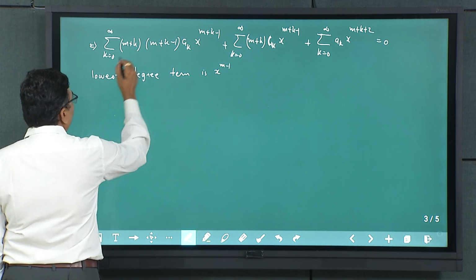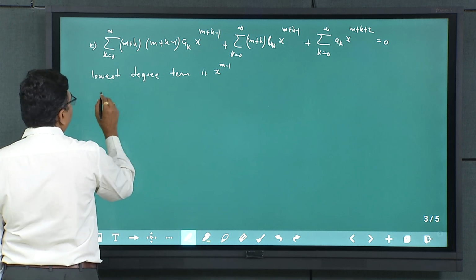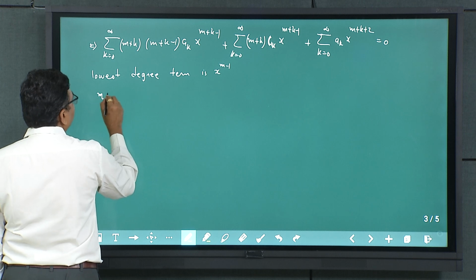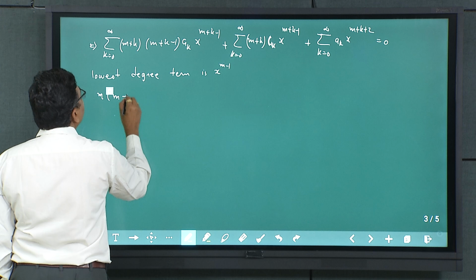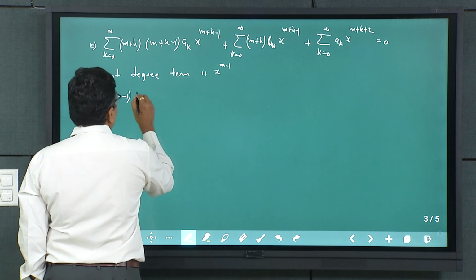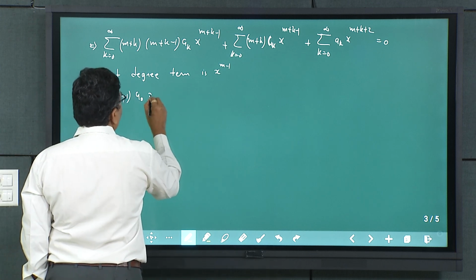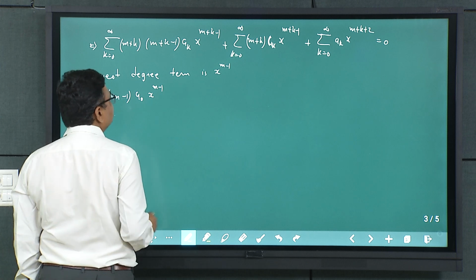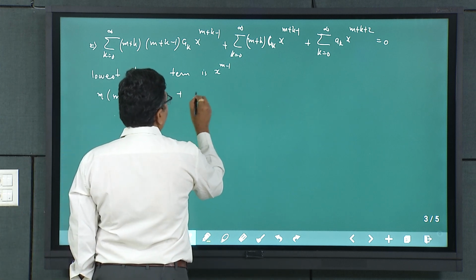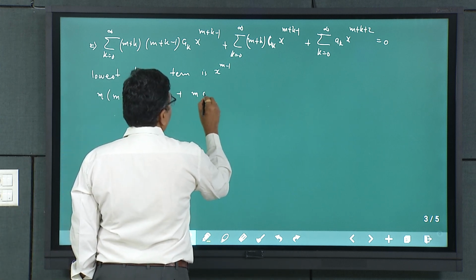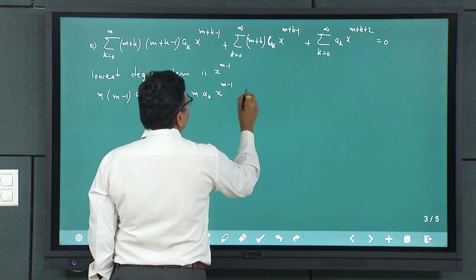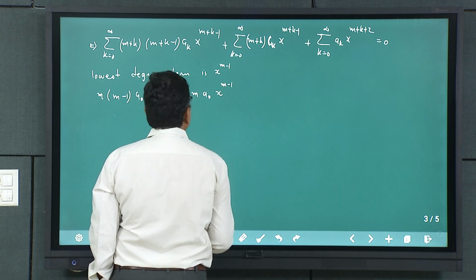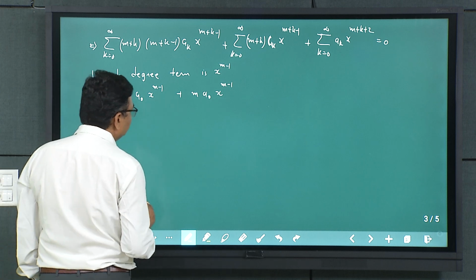Now the lowest degree terms આપણે લઈએ તો k is equal to 0, so m into m minus 1 a0 x raised to m minus 1 plus m a0 x raised to m minus 1, right? Chalo, this is the lowest degree term, right?